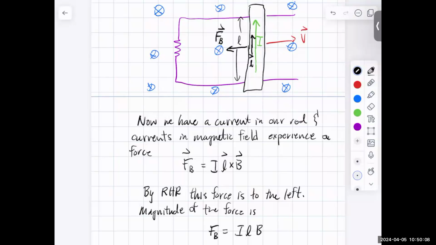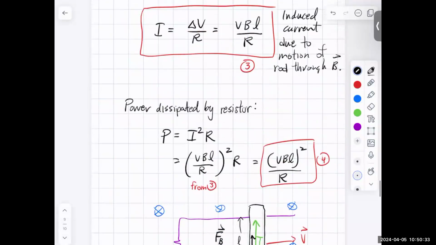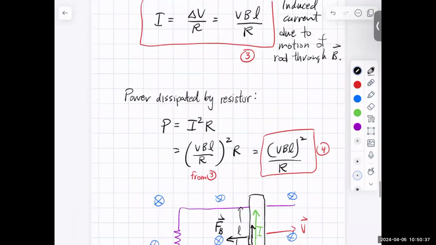What we're going to do next time is see that if we pull this to the right, there's a force to the left. And so for us to keep pulling this to the right at a constant speed, we have to keep exerting a constant force, and therefore we're doing work. We're putting energy into that system. And we're going to calculate how much energy we have to put in order to generate the power I squared R that we calculated in equation 4.